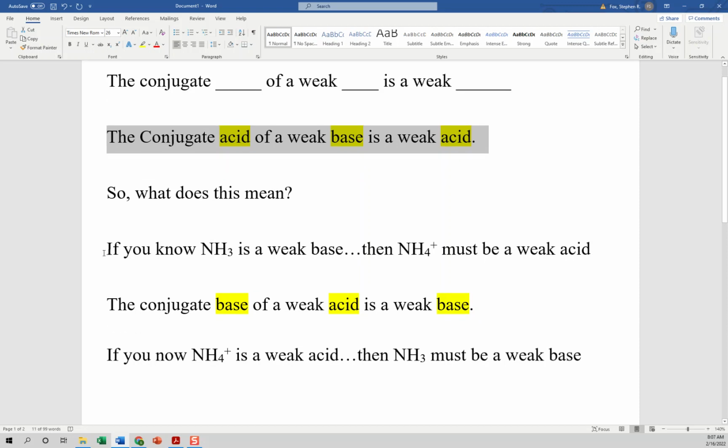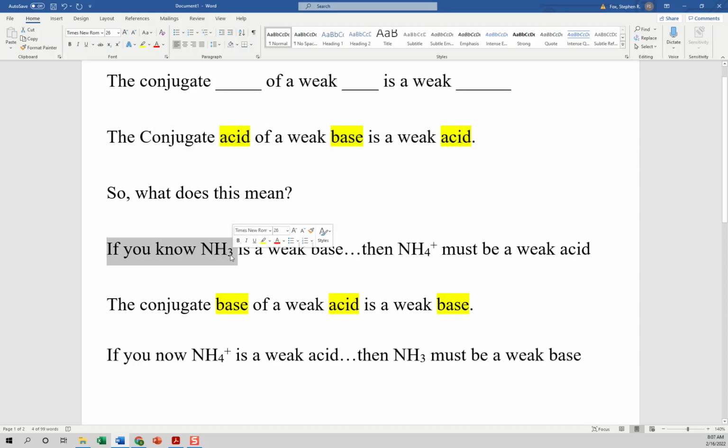All right. So if we know that NH3 is a weak base, which it is, right? Ammonia is a weak base. Then if we can figure out what its conjugate acid is, which is NH4+, or its conjugate pair, NH4+, we know that NH4+ is a weak acid. So if I throw ammonium into solution, my solution is going to be acidic, because I know it's a weak acid. And the reason I know it's a weak acid is because I know it's the conjugate of ammonia, and I know ammonia is a weak base.